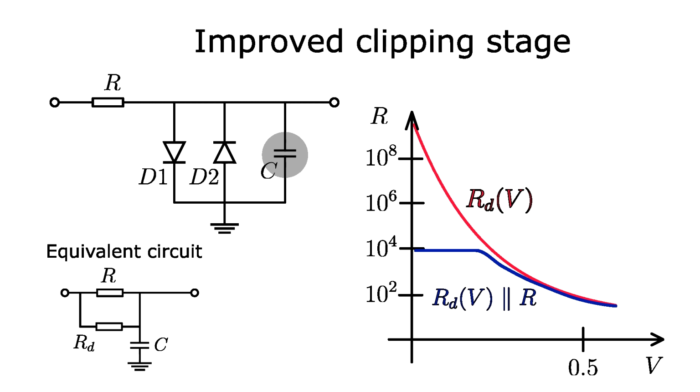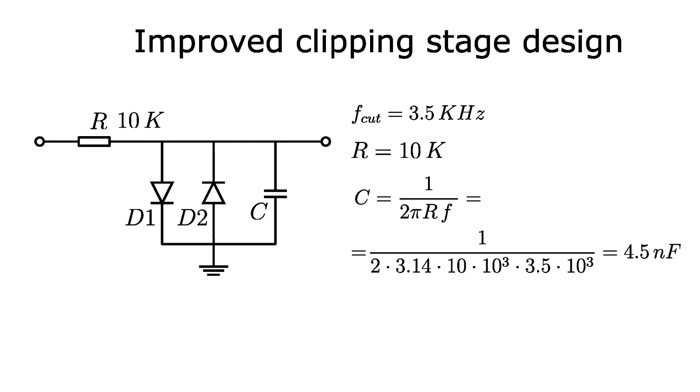However, the final selection of element values ultimately relies on a subjective evaluation with the help of a precise tool, our ears. For the clipping stage filter, I calculated the capacitance value for a 3.5 kHz cutoff frequency, which corresponds to the sand range of the sound. Using the formula for a low-pass filter, this capacitance is equal to 4.5 nanofarad.